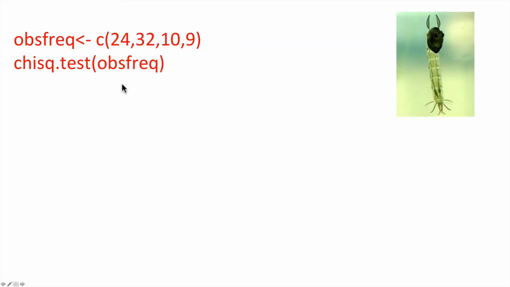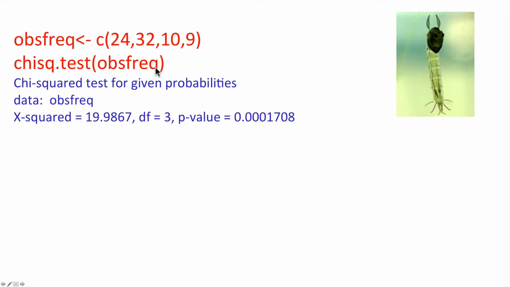Here are our observed frequencies, 24, 32, 10 and 9. And it really couldn't be simpler. In R we simply say chi-squared test, and the default is a test for homogeneous distribution of underlying frequencies. These are our observations of the sample. So the default is homogeneous frequencies, so we simply put chi-squared test observed frequencies, and we are then given the test statistic, which is 19.99, the degrees of freedom, and the probability of obtaining that test statistic or a more extreme one if the null hypothesis was true. It's really very small, so we reject the null hypothesis in this case.